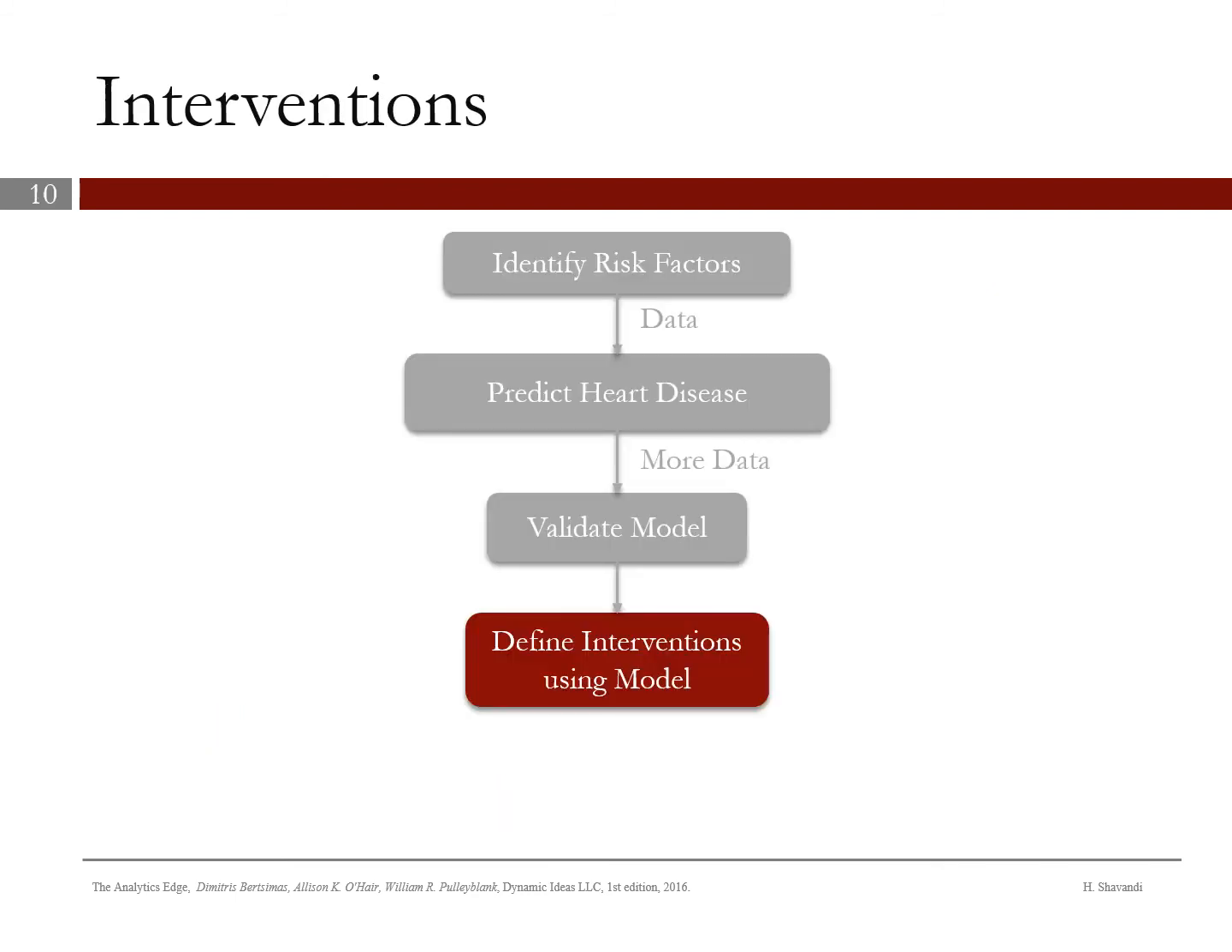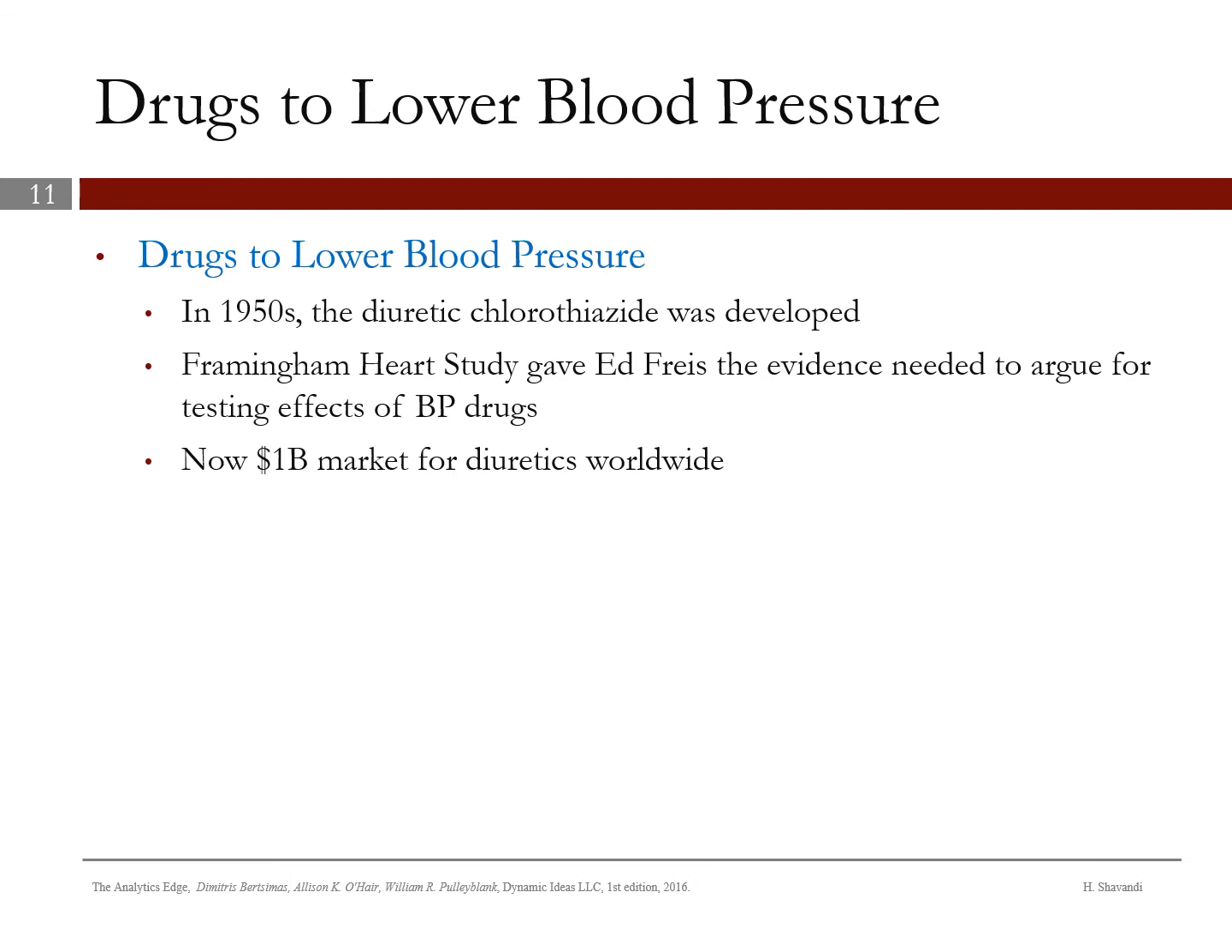After having a validated model in our analytics approach, we are at the final step: define interventions using the model. Using the model, we can define the important or significant risk factors, and then based on that we can define appropriate interventions. So now, interventions for blood pressure and total cholesterol. Drugs were developed to lower blood pressure. In the 1950s, the diuretic chlorothiazide was developed.